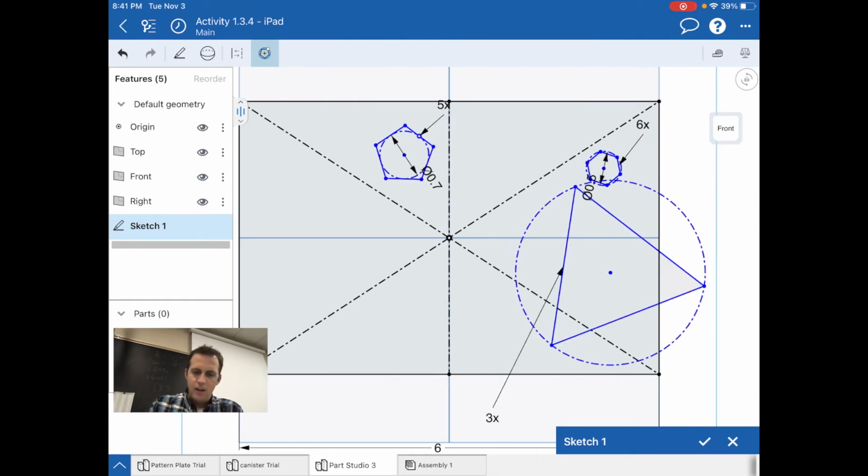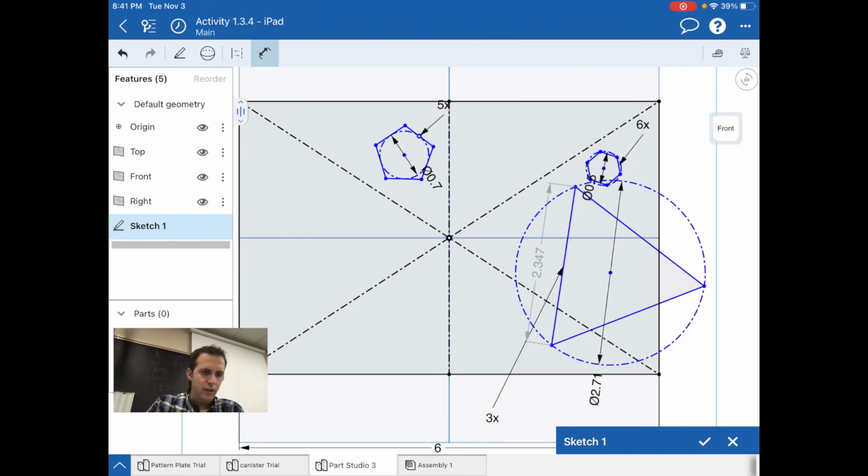dimension it. The dimension of that is supposed to be 1.25 inches. That is 1.25 inches wide. Oops, I don't want to dimension the circle. Let me cancel that. I want to dimension that right there. The line is supposed to be 1.25 inches.